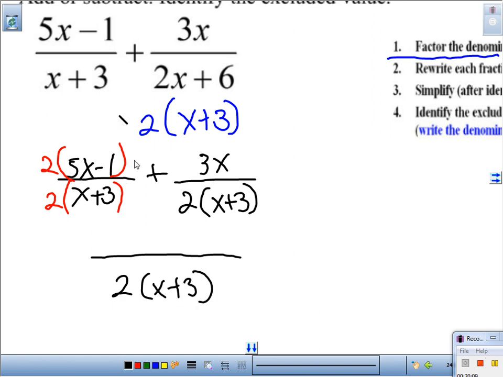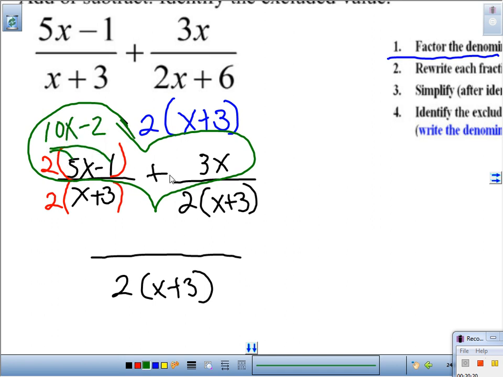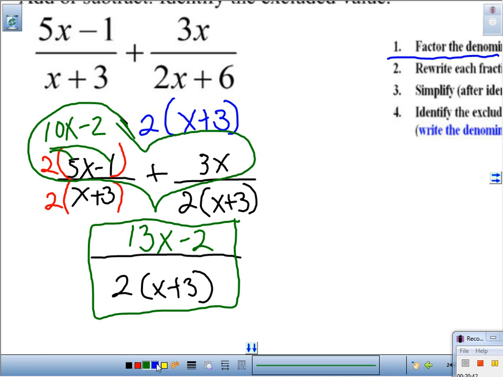And now I'm going to focus on the numerator. So distribute, this is 10x minus 2. Combine that with this. We end up with 13x minus 2. What was it? Pass to someone? Noah. Can we factor this one anymore? No? So basically we are done with addition. What do we do next, Noah? Excluded values.